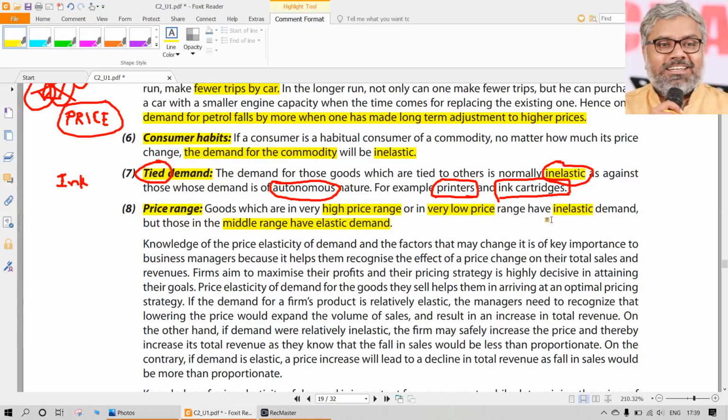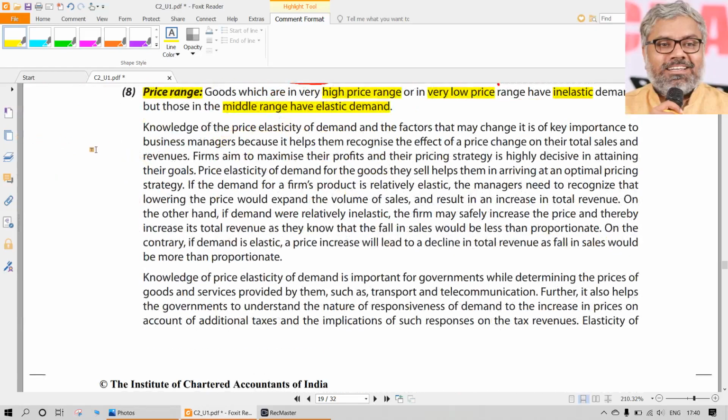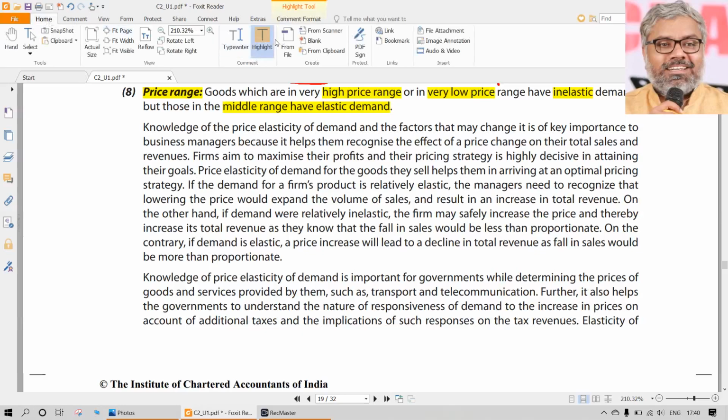Same thing like salt, low price range, matchboxes, small things, basic necessities, they will also be inelastic. So the middle range will generally have the elastic demand. Just for understanding purposes, once again, why the market economy mostly focuses on the middle class is also because of this. Those in the highest class, the richest people, are not going to give much input to the market economy because they are not going to purchase that much. Their contribution to the real demand will be negligible. It will be there, but very negligible.